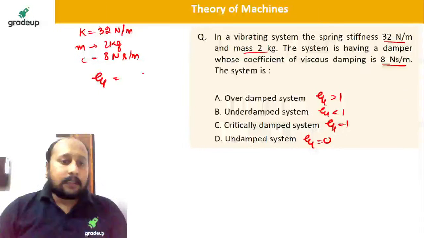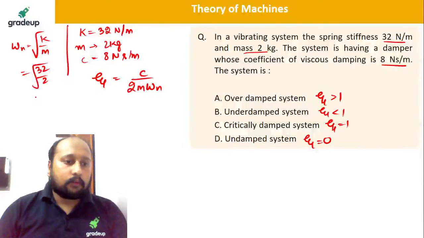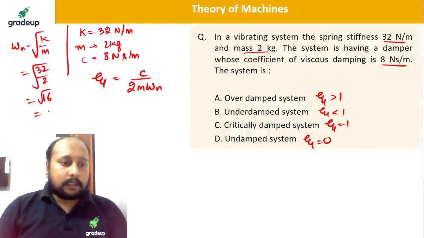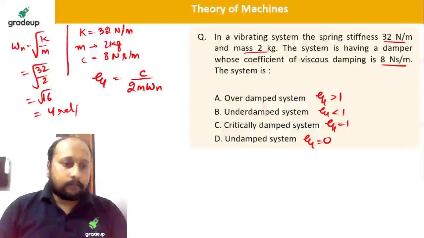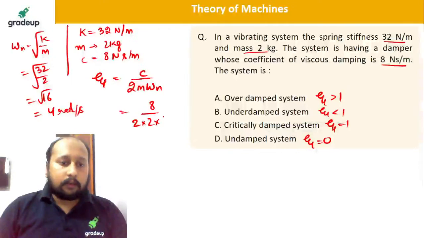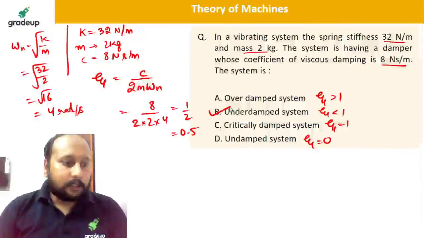So what is zeta? This is c by 2m omega n. So how to calculate omega n? Omega n is equal to under root k by m. So this is 32 by 2 under root, that is 16. So this is 4 radian per second. C value is 8. 8 by 2 into 2 into 4. So this is 1 by 2, that is 0.5. That is option B. Very good. Option B is the correct answer.